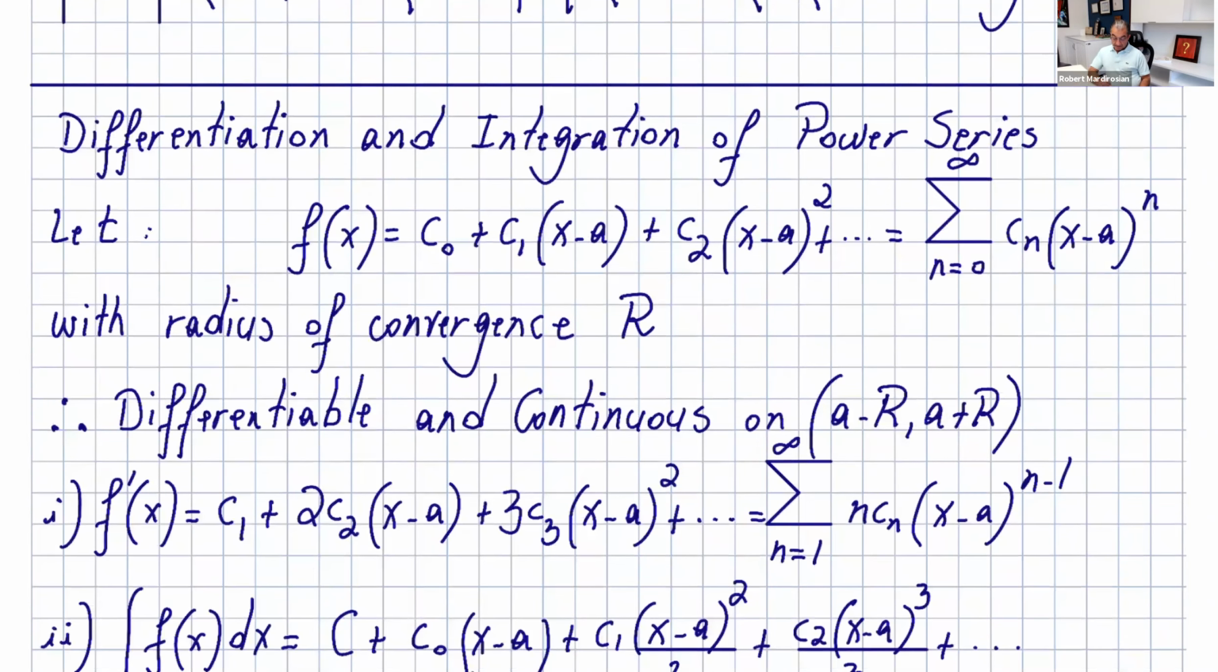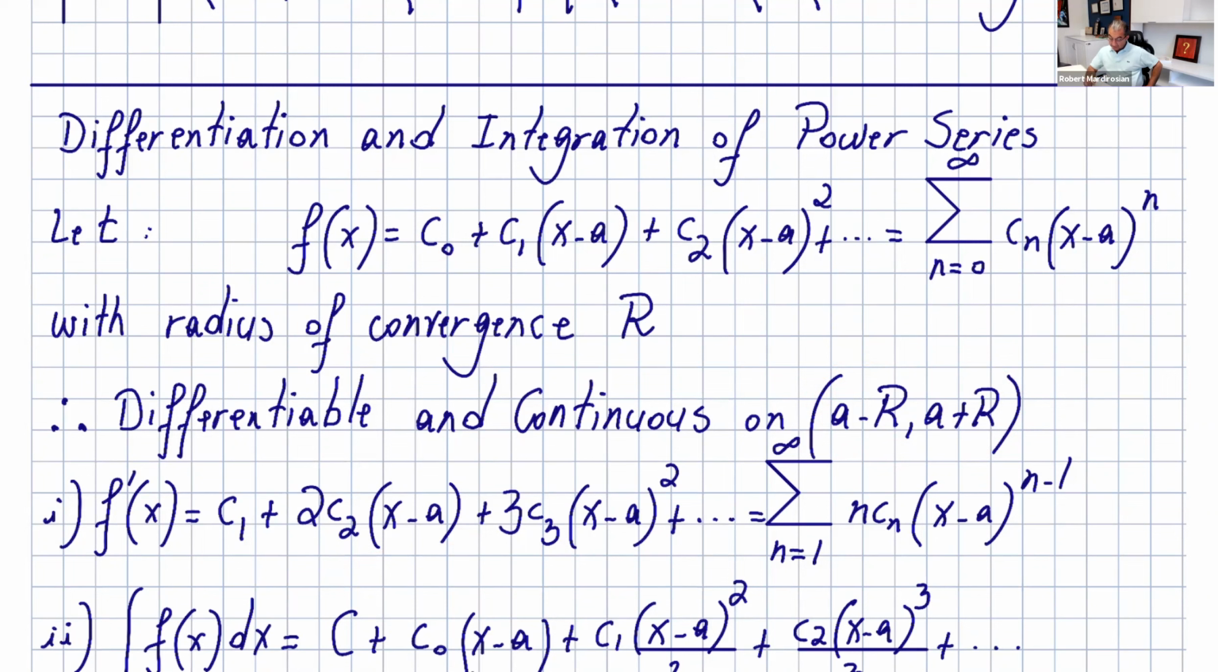Now, if you have a power series, you can differentiate or you can integrate. So if you have this power series, now the radius of convergence is R, and we say, therefore, it's going to be differentiable and continuous on this interval. So how do you find the derivative? Just simple power rule. So it's c1, because the derivative of this constant is 0, and it's 2 times c2 times (x minus a), and that's 3 times c3 (x minus a) squared.